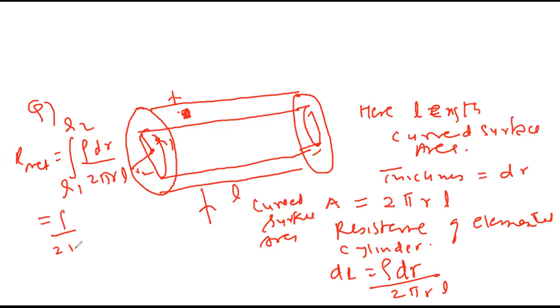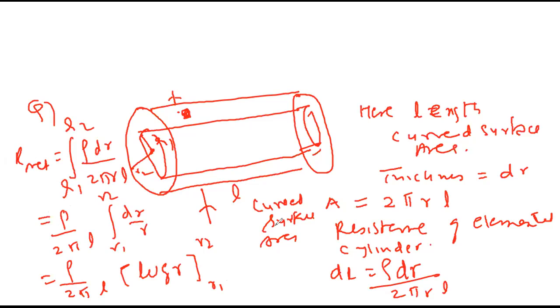Rho upon 2 pi l constant, dr upon r from r1 to r2. So rho upon 2 pi l, this is log of r from r1 to r2. Then I think last line you understood. That will be log of r2 minus log of r1. Please copy till this. Then 2 more lines I am doing.